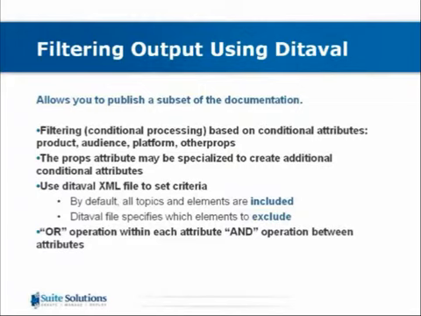By default, all topics and elements are included. The DITAVAL file says which elements to exclude. You can also put in a default for specific properties, so you can say this property is always excluded, and these are the exceptions, the only ones to include. Within an attribute, it's this or this or this, and it's an and between attributes, so it's product and audience. We'll go into how that works.